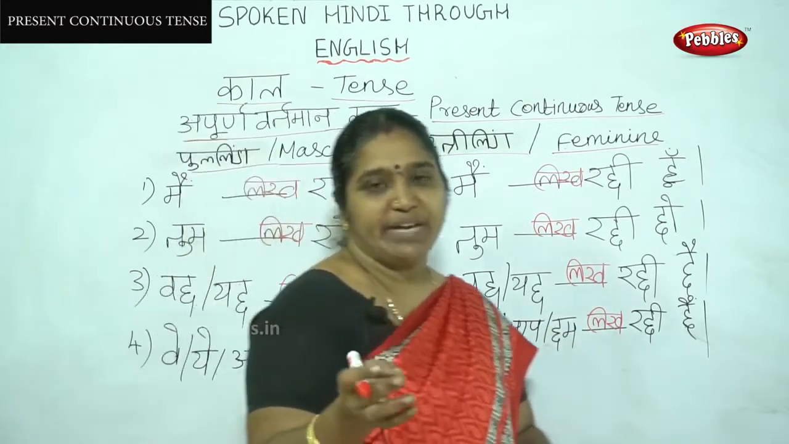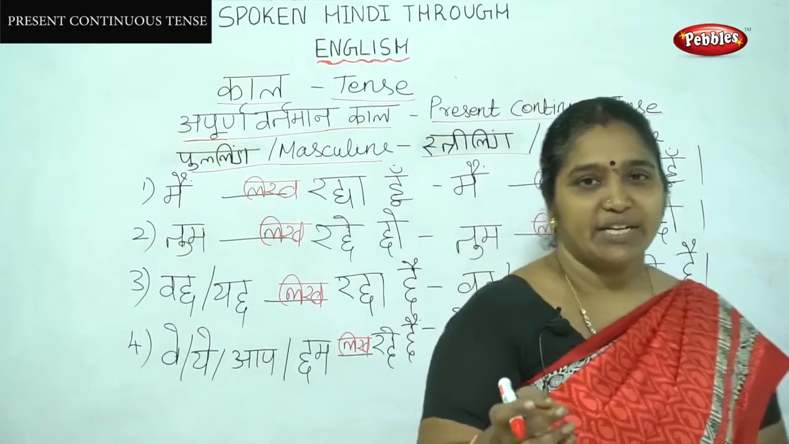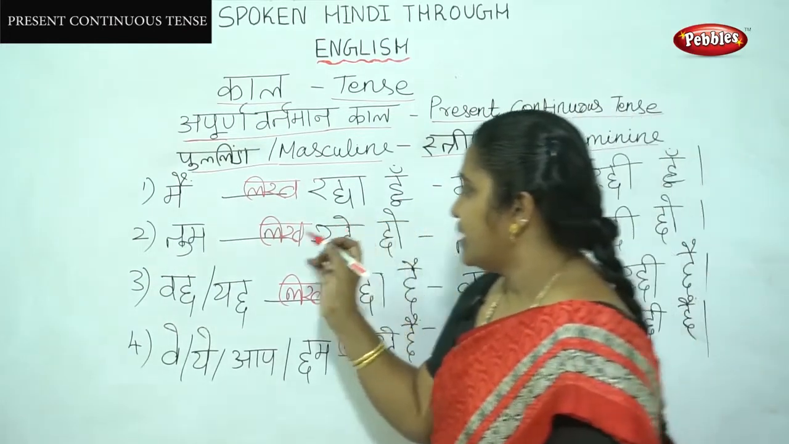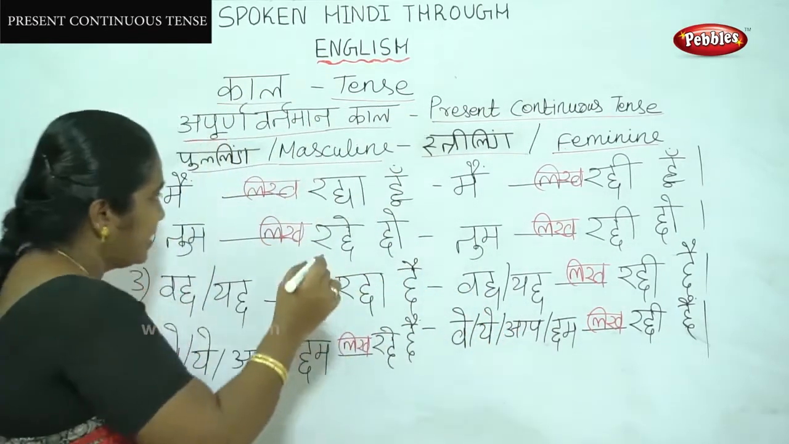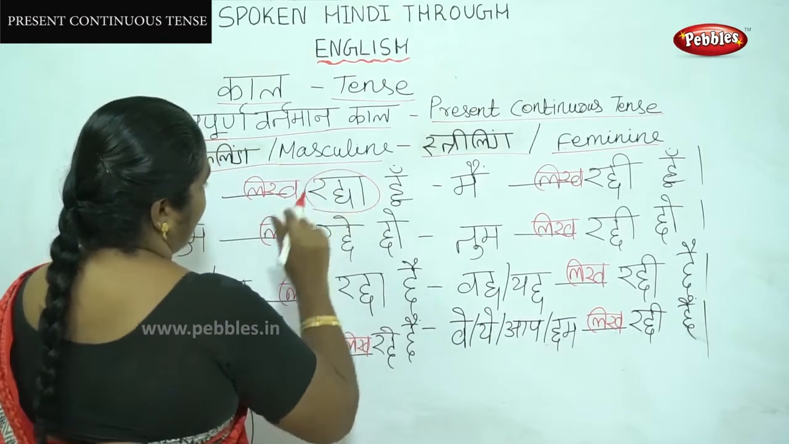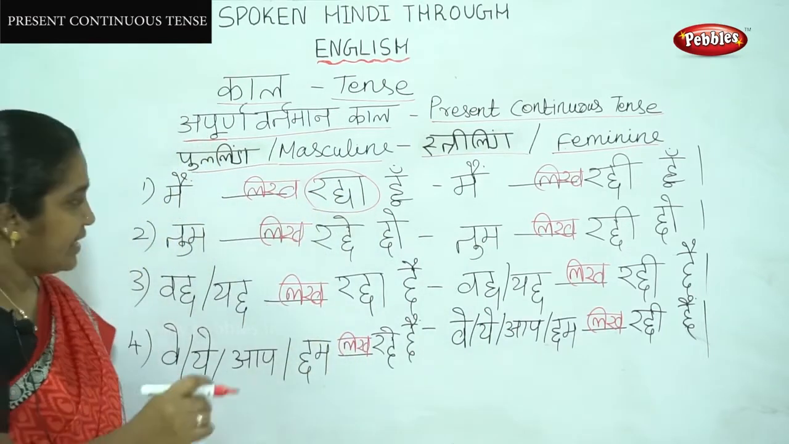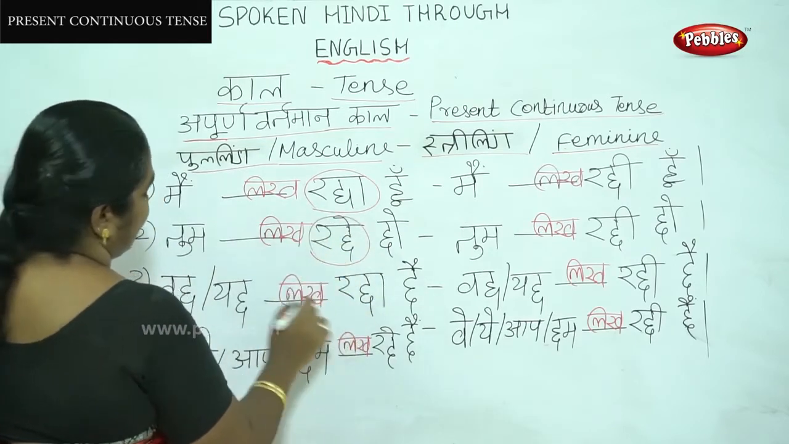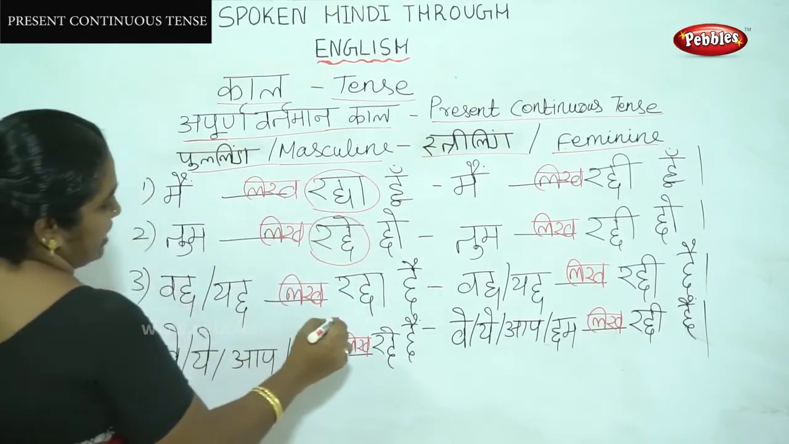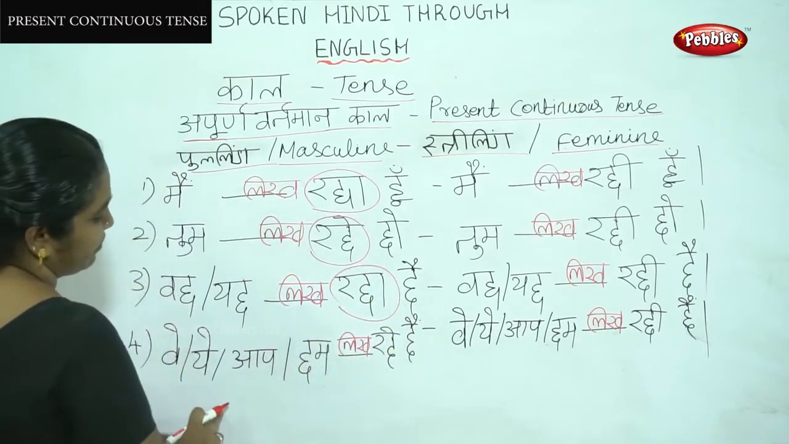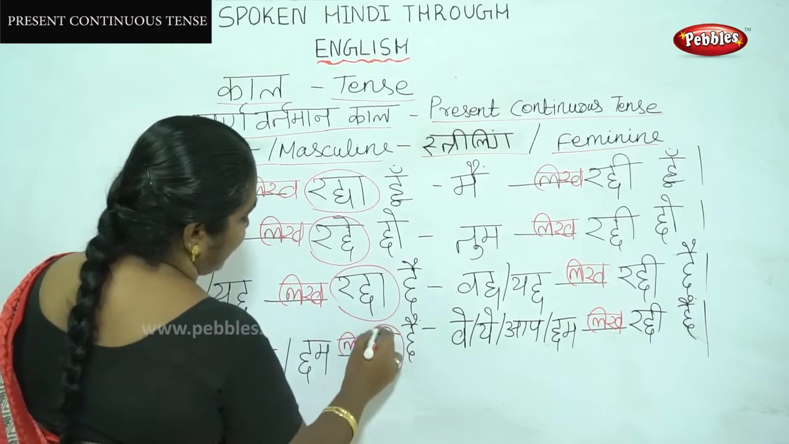The difference between present tense and present continuous is what we have to add. Here we can see for main, after the verb we have to write raha. Then for tum we have to write rahe. Then for the third person we have to write raha. Then for the plural forms we have to write rahe.